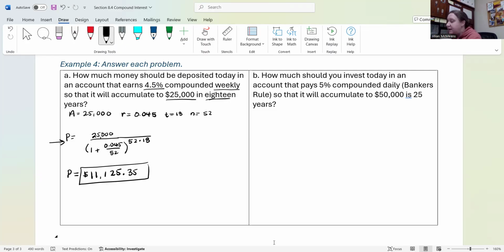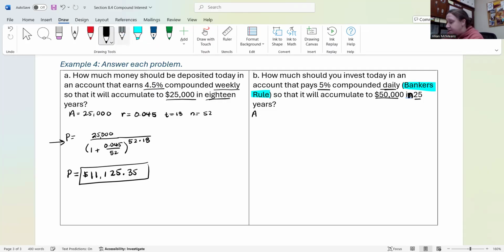So how much should you invest today in an account that pays 5% compounded daily using the banker's rule so that it will accumulate to $50,000 in 25 years? There's a little typo there. That should say "in," not "is," okay? So let's get some pieces here.